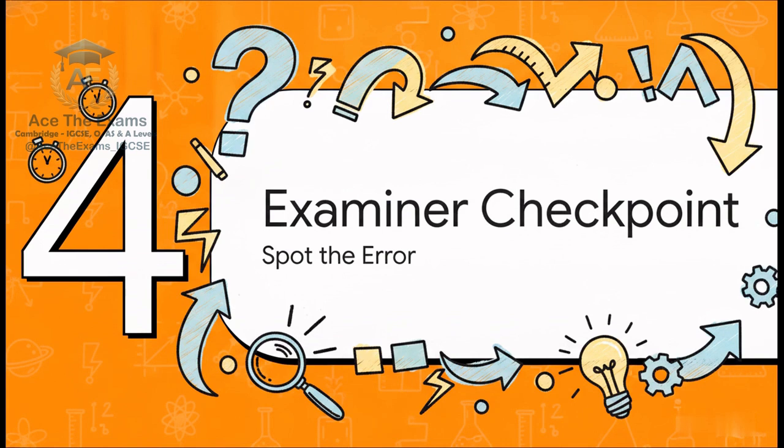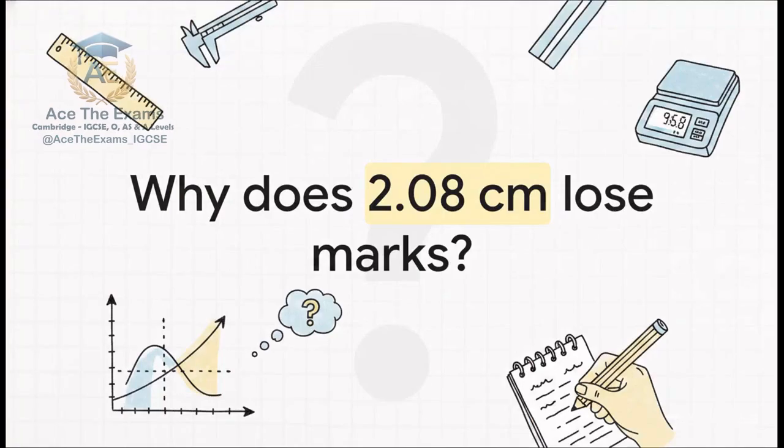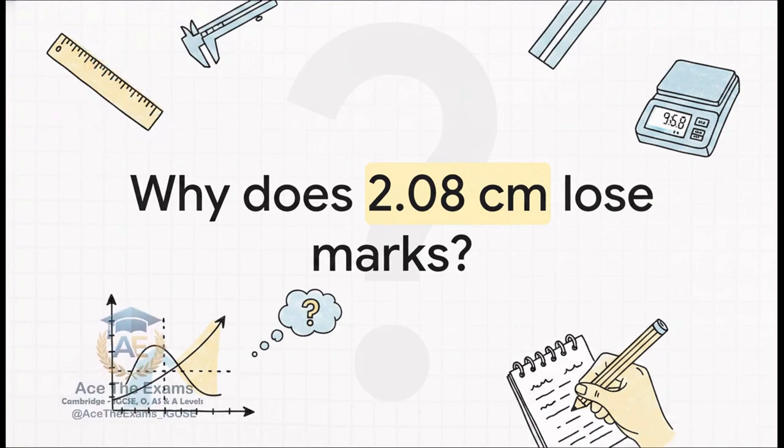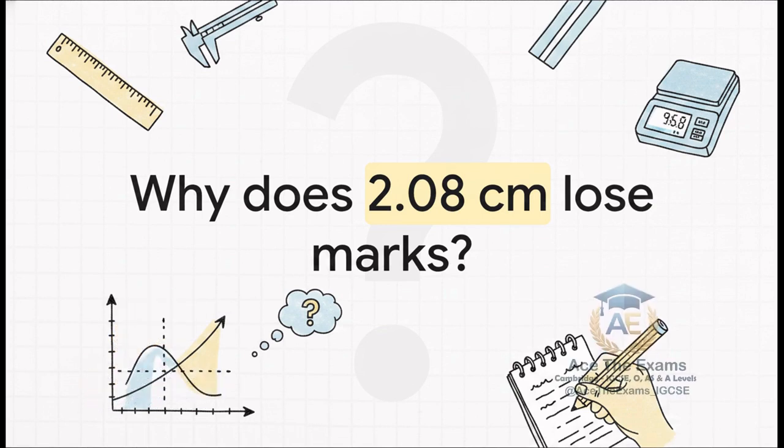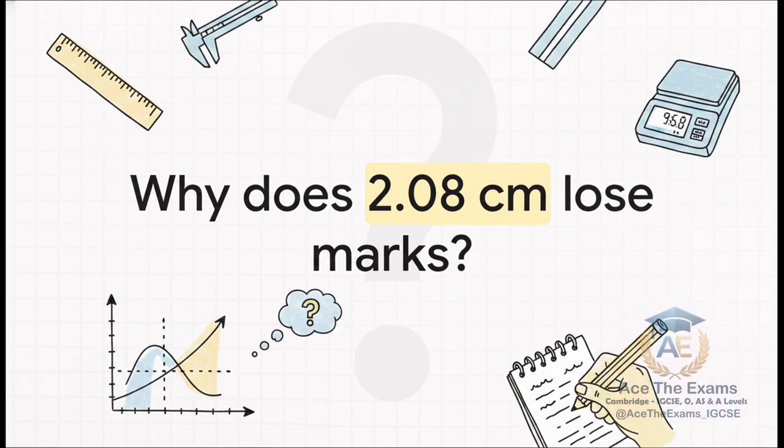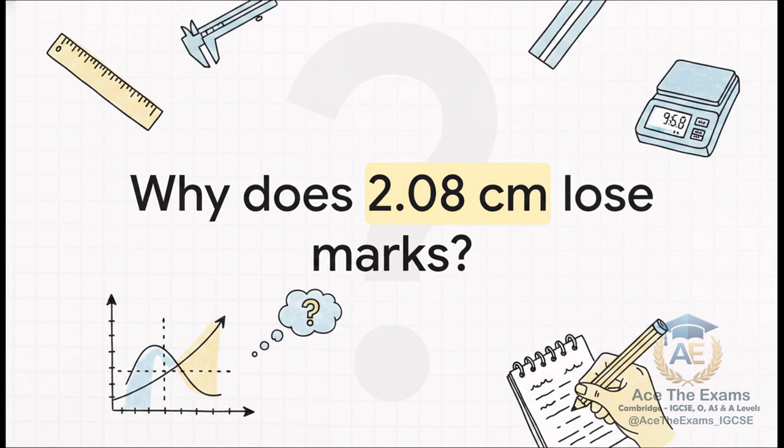Part 4, Examiner Checkpoint, Spot the Error Challenge. Okay, let's put you right in the examiner's seat with an interactive challenge to test what we've just covered. Let's see if you can apply these rules under a bit of pressure. Look closely at this student's final answer. They calculated x equals 4.16 divided by 2.0 and got 2.08 centimeters. Based on everything we just discussed about precision, where exactly did they drop the ball? Take a second, spot the error.